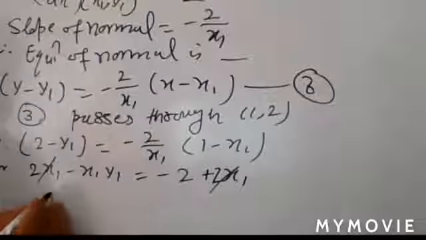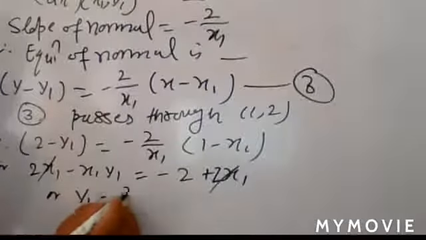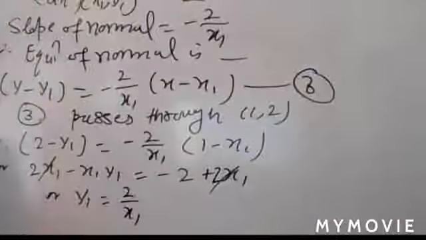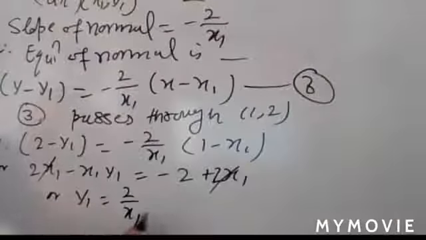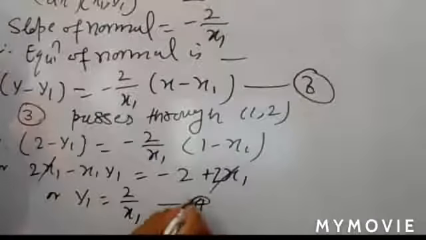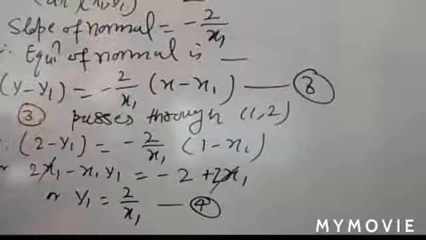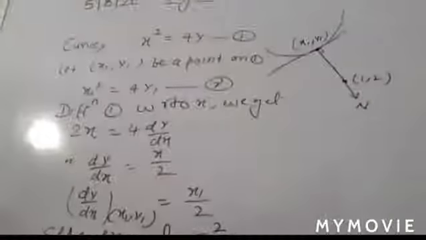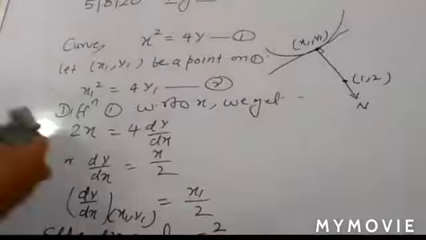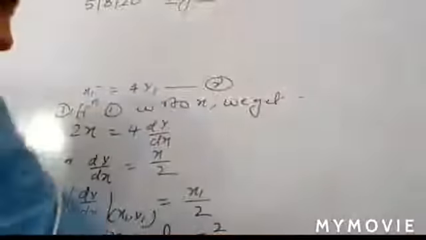Here you have value of y1 is equal to 2 upon x1. Write it. So the value of y1 is equal to 2 upon x1. Understand? And that is your fourth equation. Now put it in second. Understand? So if you are putting in second equation, so just check it what you have.